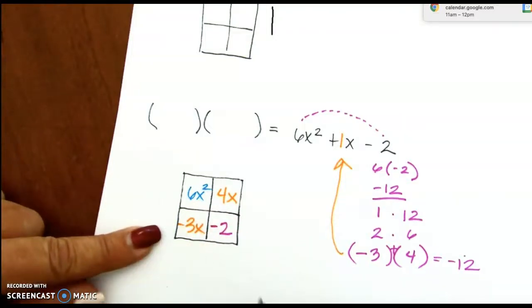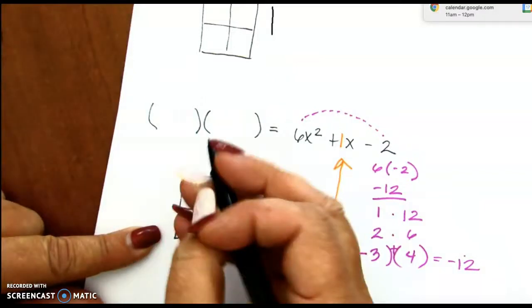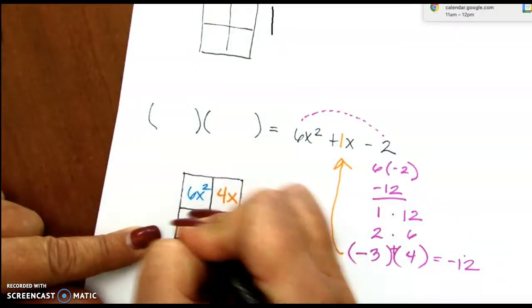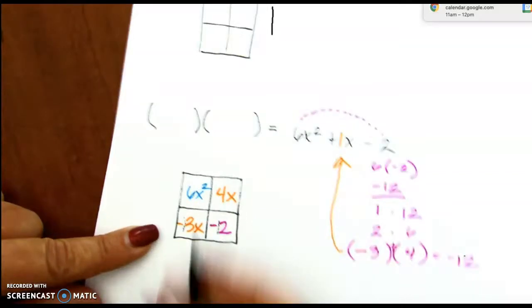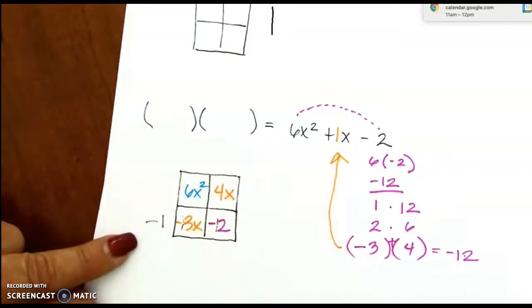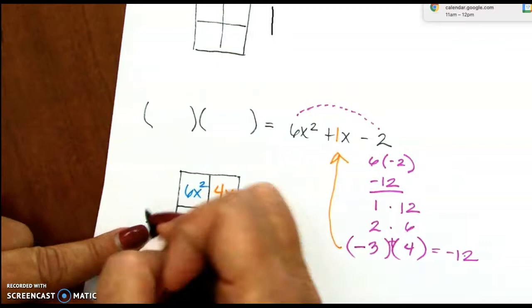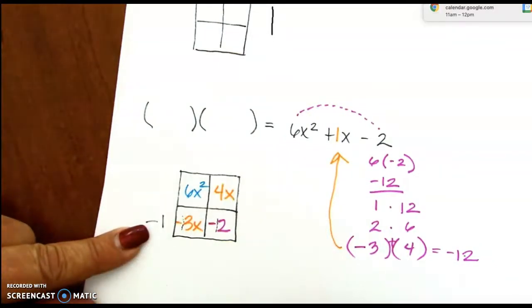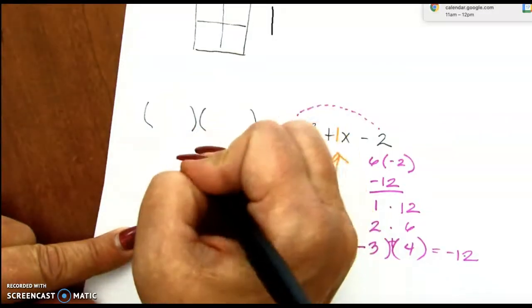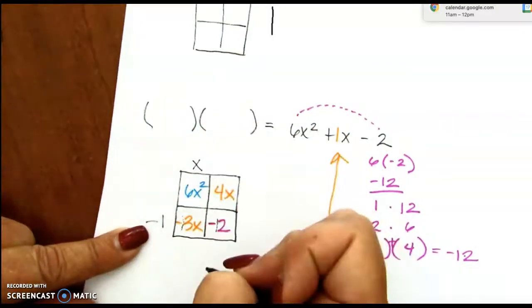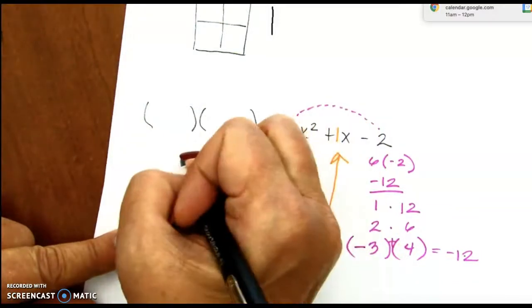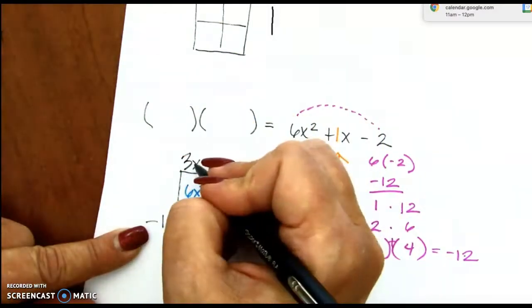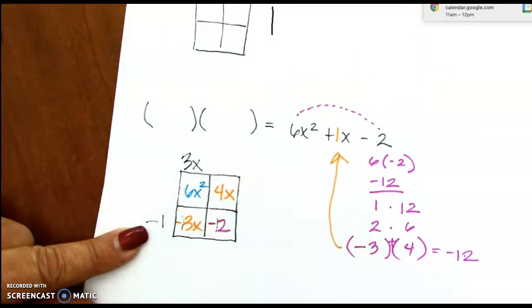All right, so what do 3x and 2 have in common? They don't have anything in common. They do have a -1 in common, though. They both have a -1. All right, so that being said, -1 times what makes -3x? I just need an x, right? Because 3 x's, because 3x times -1 is -3x.